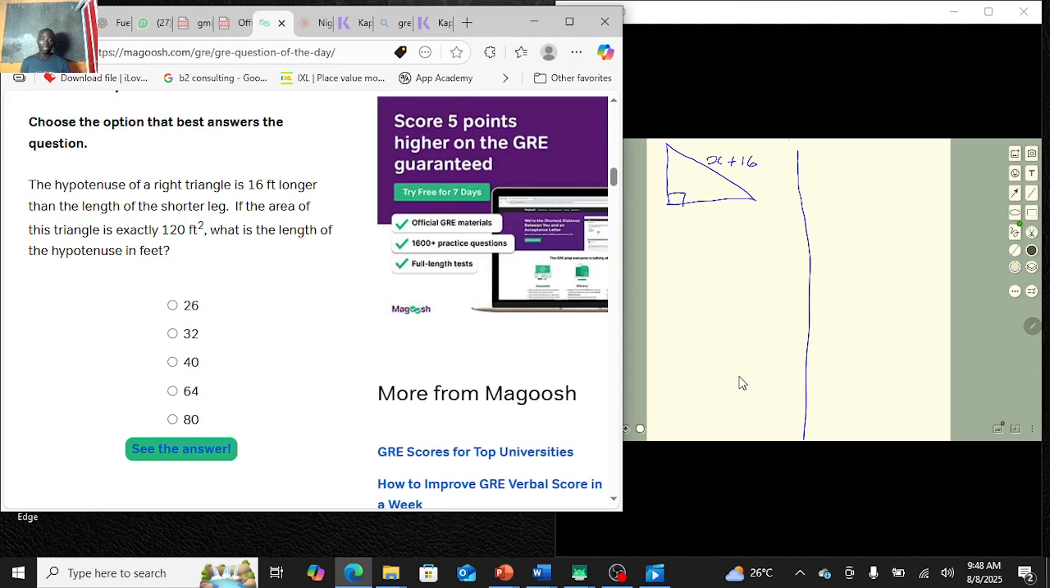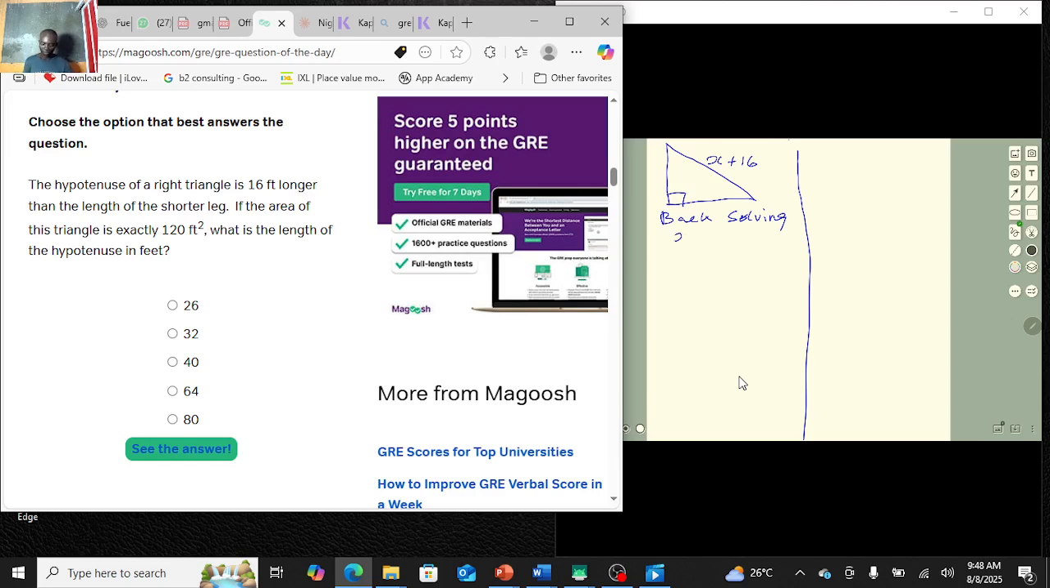A simpler, or also a clearer way of solving a question like this is to use back solving. Back solving is a strategy. When you are doing back solving, the rule of thumb is to start from the middle. Usually the answers are in ascending order, so you start from the middle. Here the middle value is 40, so we start with 40.